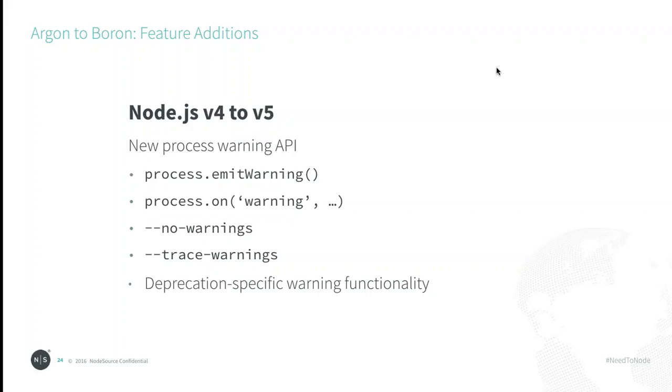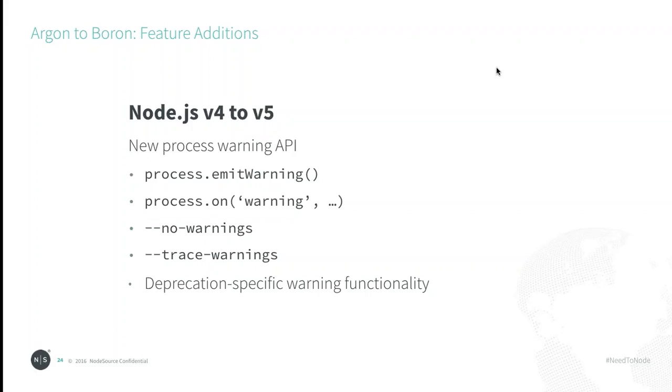So there's an emit warning API that you can use to emit warning events in your process globally, and you can also consume them with the warning event on the process object. And then there's a bunch of command line arguments. For example, there's 2 of them there: no warnings and trace warnings. So these warning events are actually like error objects, but they're non-fatal, and you can get a stack trace from them.